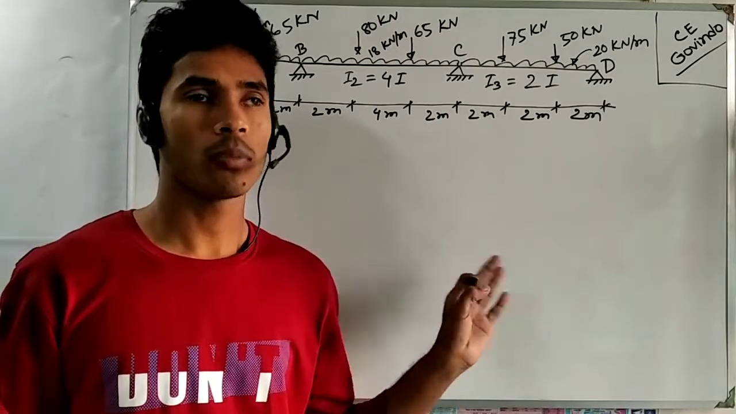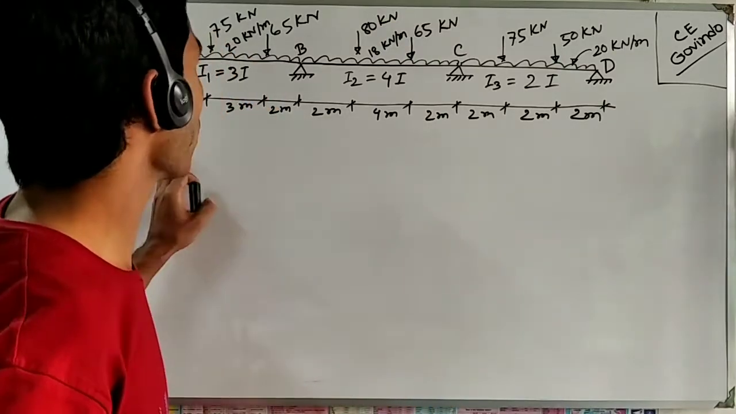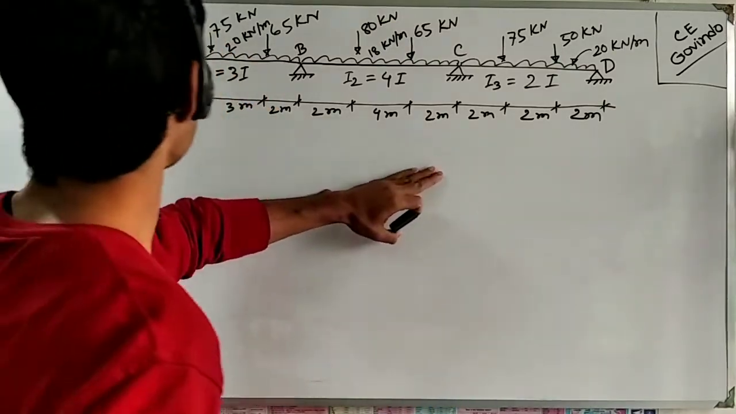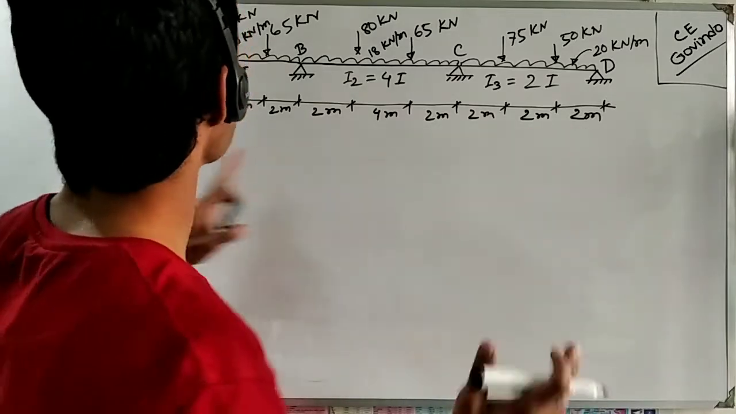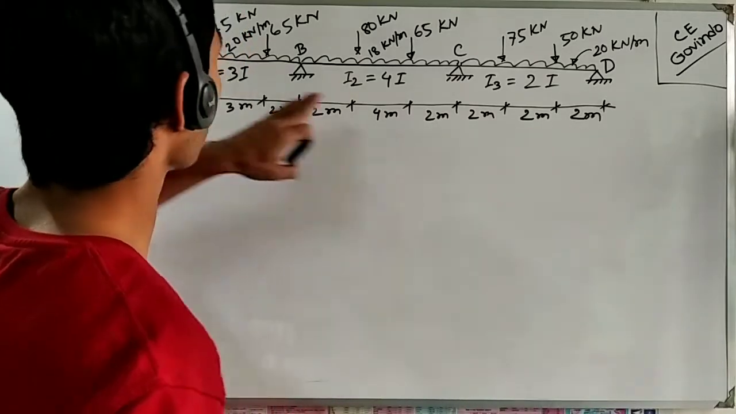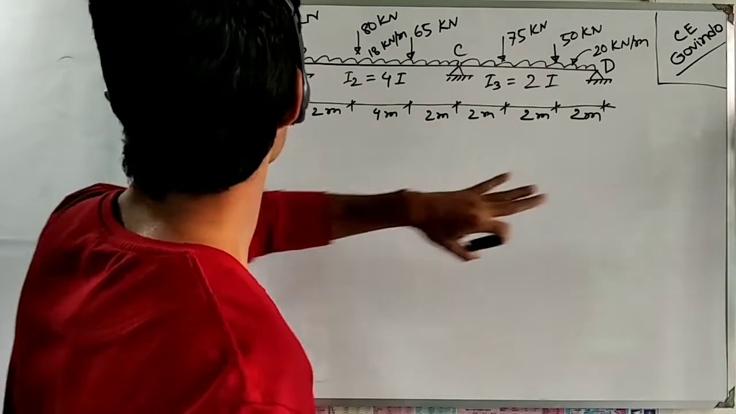Hello, this is the second part of the moment distribution method. Here we have an example, as you can see in the figure. A, B, C, D, a continuous beam. Here A support is fixed supported and all the other supports are hinged.